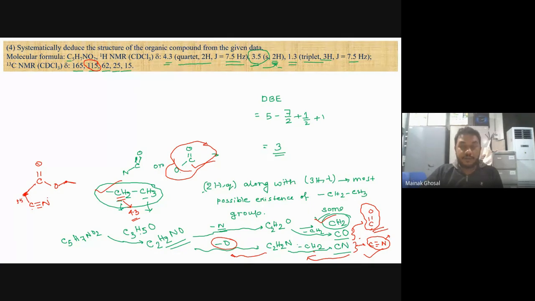So this is the most probable structure, and you see 5 different carbons: 1, 2, 3, 4, 5. This is the structure that I am talking about: CH3, CH2, O, C double bond O, CH2, CN. And these are the peak positions, which one is coming where. You have got this position, you got this problem, how it is solved.